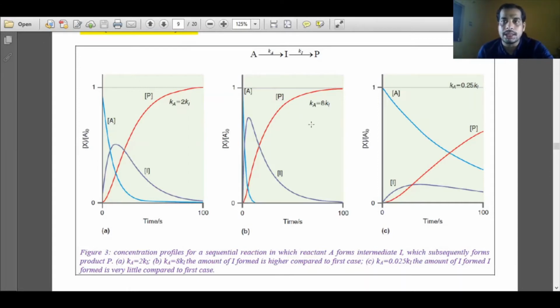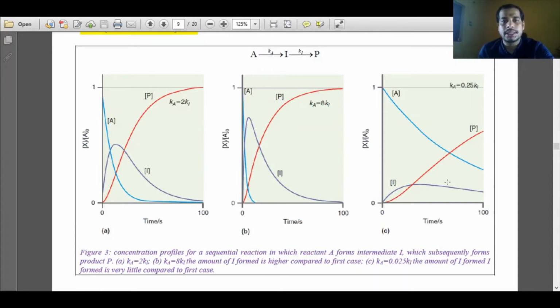Similarly, we will consider another case where Ka is equal to 0.25 Ki, means the rate constant for formation of intermediate is small, but the rate constant for formation of product is large. In this third case, intermediate concentration will be very low. As long as intermediate forms, it immediately decays to give the product P. So the intermediate concentration will rise for some time, then it will keep on decreasing, because the decay of intermediate is faster compared to its formation.